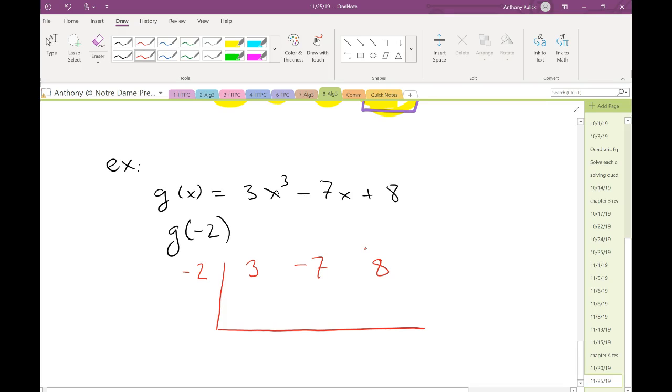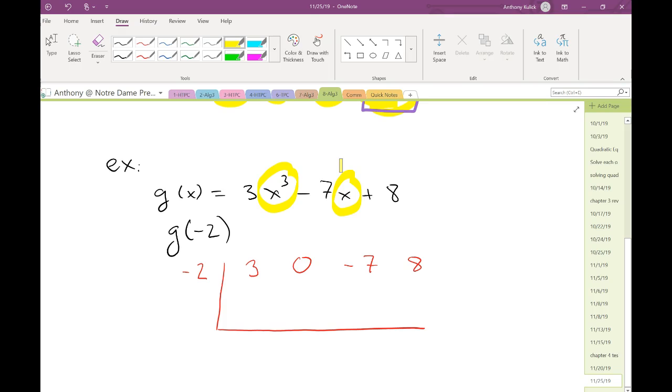So we'd think this, right? It's not quite right. We're missing something. There should be something in between the 3 and the negative 7. A 0. Why would I put a 0 there? I went from x cubed to x's. What did I skip? X squareds. So I need to make sure I put a 0 there for the x squared spot.